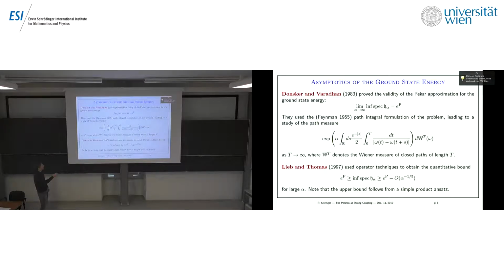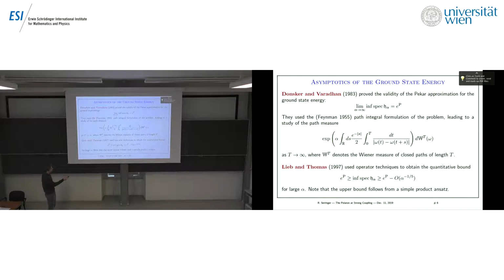Okay, so this is well known, and actually, Donsker and Varadhan, they're sort of probabilists, they worked with this path measure, and out of that they managed to deduce that indeed, well, first you have to send T to infinity, and then you have to send alpha to infinity, and you recover this classical Pekar approximation. Later in '97, there was, I would say, a much simpler proof, and one that doesn't use this description, but just uses inequalities, operator techniques, sort of more elementary techniques by Lieb and Thomas to prove actually a quantitative bound on the difference between the quantum ground state energy and its classical approximation, the Pekar energy.